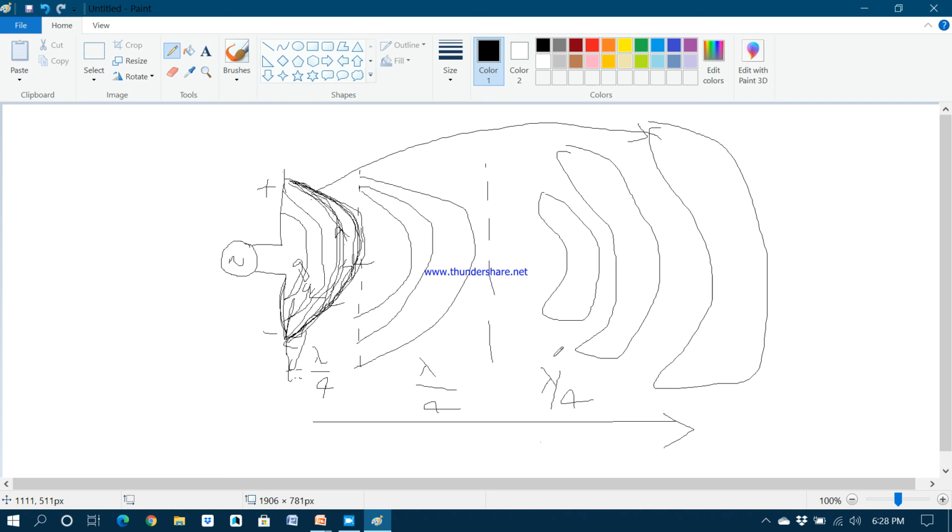Okay guys, please observe, this is about how the electromagnetic waves are detached from an antenna.